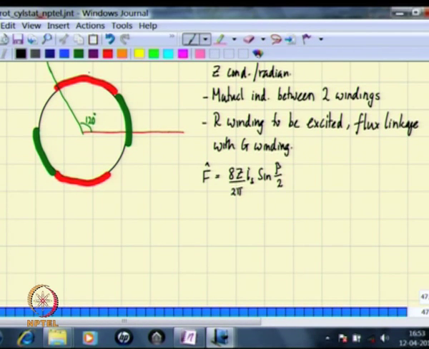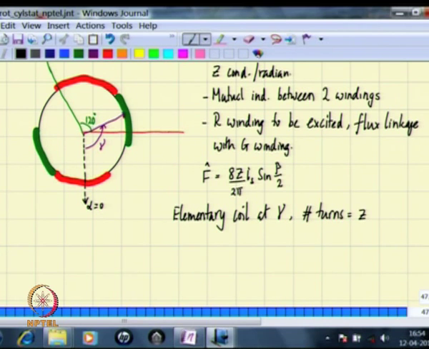Now, we need to consider an elementary coil, and as before we will consider this axis for alpha, that is alpha equal to 0. We will consider an elementary coil at some place here, which is at an angle gamma from the alpha reference axis. So, a small angular displacement of d gamma here, and then the elementary coil at gamma, having number of turns equal to z times d gamma.